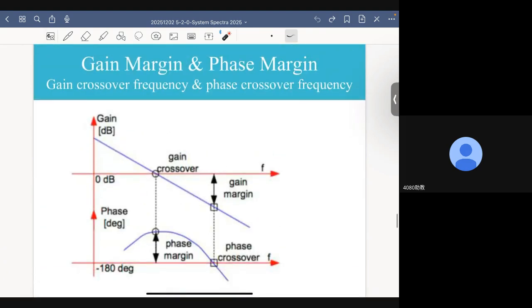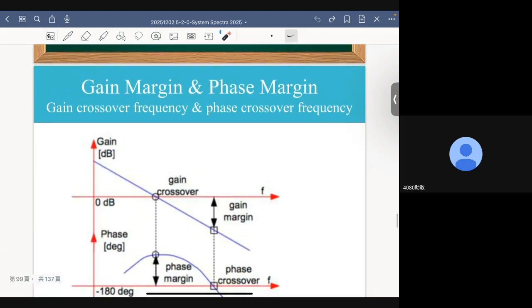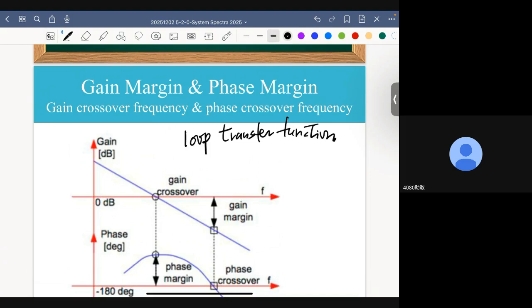After understanding the motivation behind gain margin and phase margin, the first thing I want to do is define gain margin and phase margin. Now, remember, like before, in discussing root locus methods, this is the Bode plot, the Bode diagram, for the loop transfer function, not the transfer function of the closed loop system. No, it's the loop transfer function.